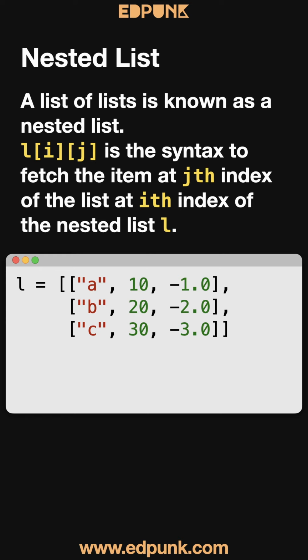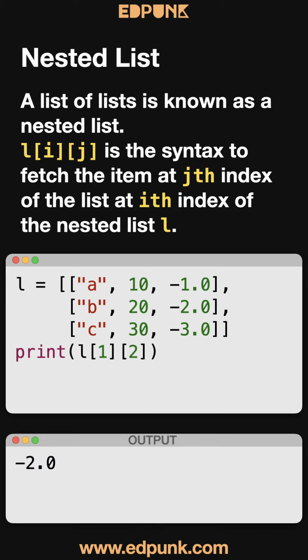To access the item at jth index of the list at ith index in the list L, we can use the syntax L[i][j]. For example, to display the third item of second list, we can print L[1][2]. The output obtained is -2.0.